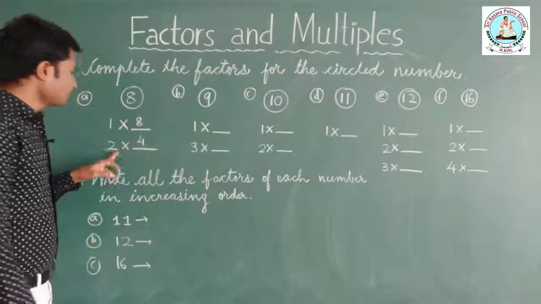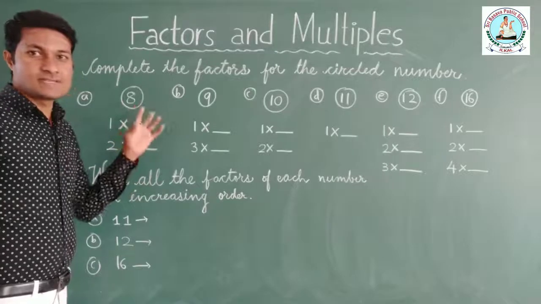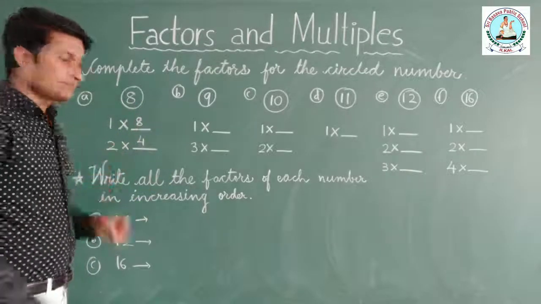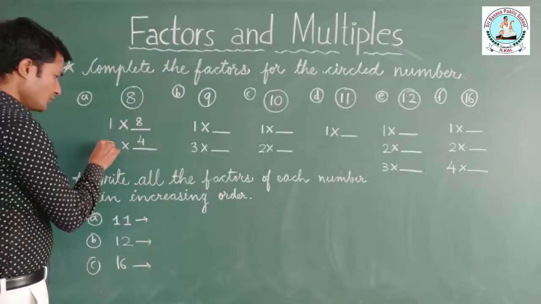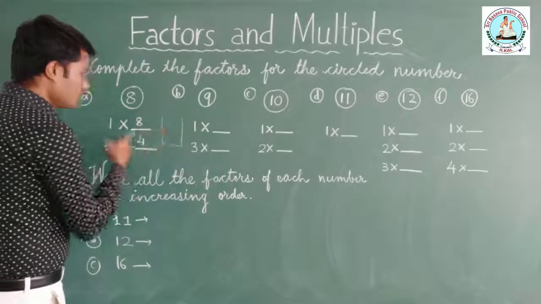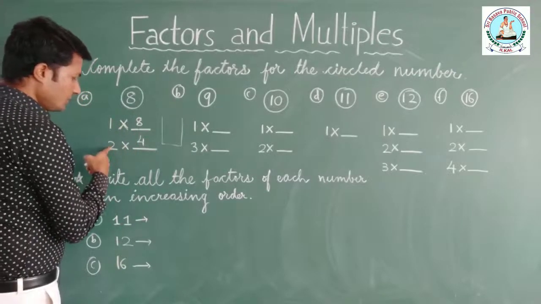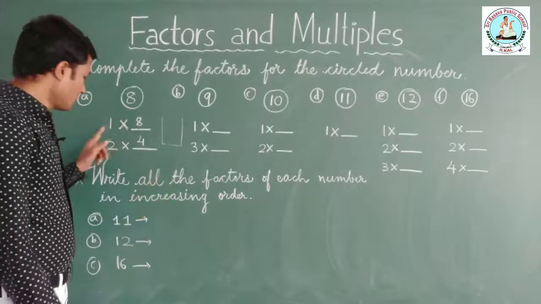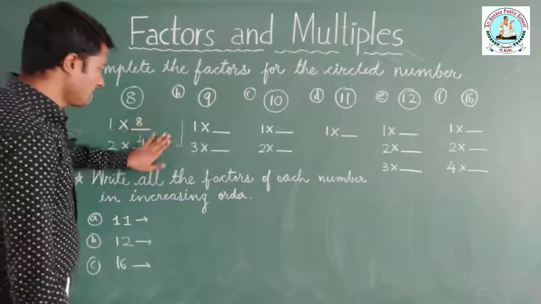Now tell me, what are all the factors of 8? Very simple, just go with the U pattern. So 1, 2, 4, 8. See here, it is just looking like a U pattern. So these are the factors of 8: 1, 2, 4, 8.